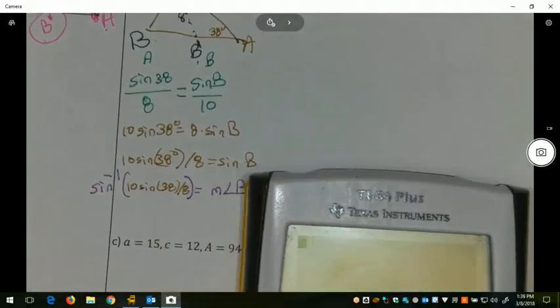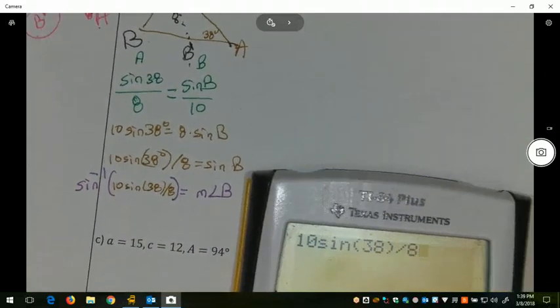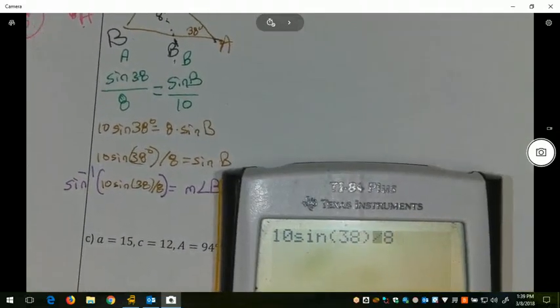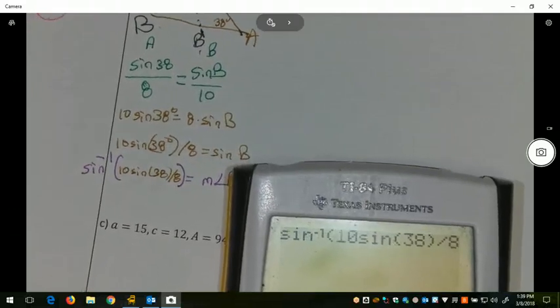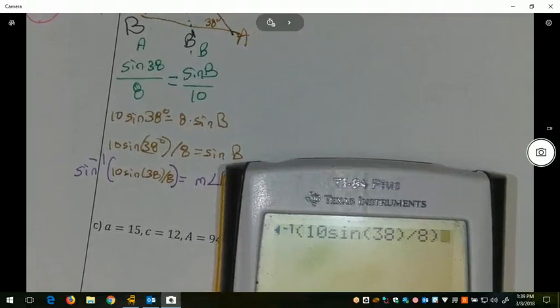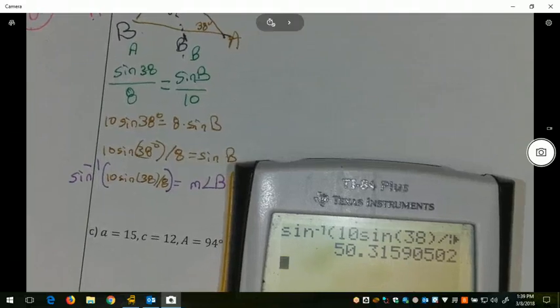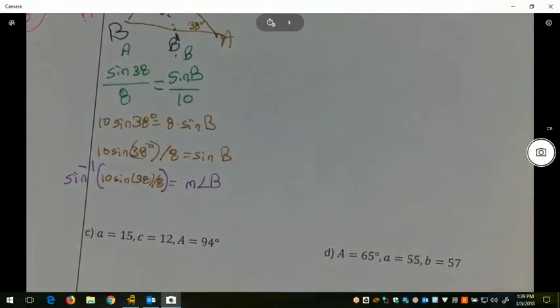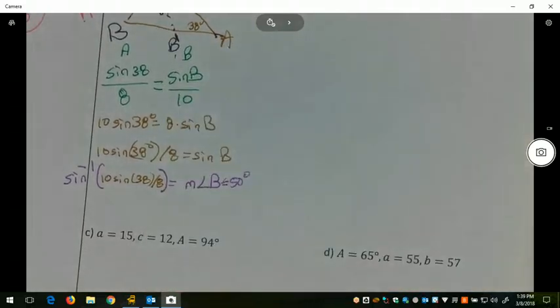So in our calculator, we have 10 sine of 38 divided by 8, and I don't want to do that. I'm actually going to come back to the beginning because I forgot to do sine inverse. Sine inverse of 10 times sine of 38 over 8, close parentheses. And this gives us 50.3, which rounded to the nearest degree is 50 degrees. So the measure of angle B is 50 degrees.